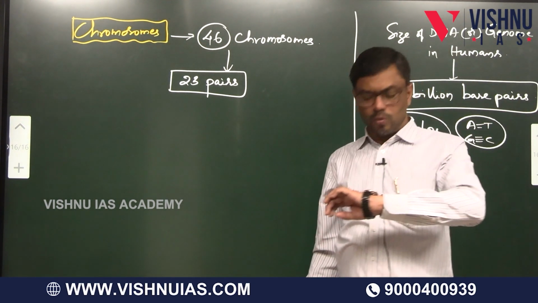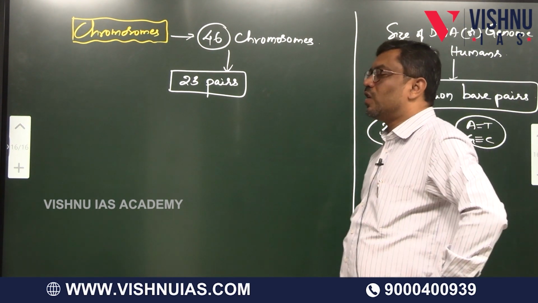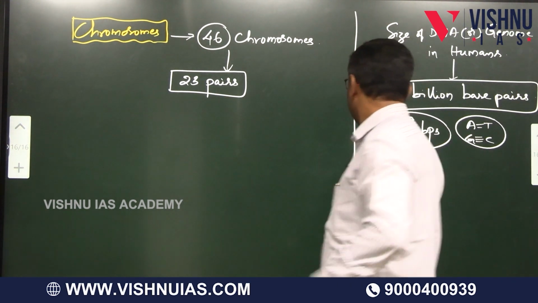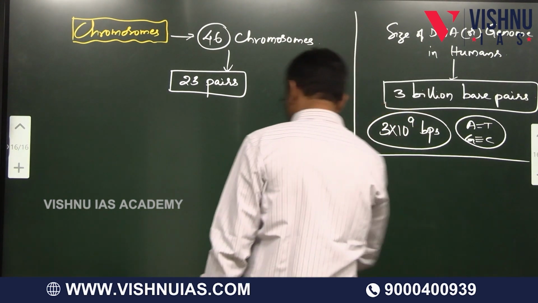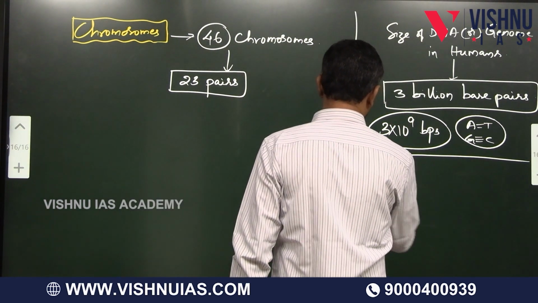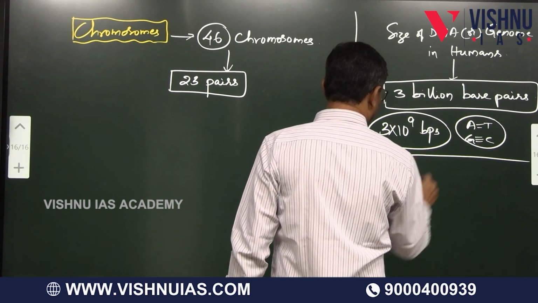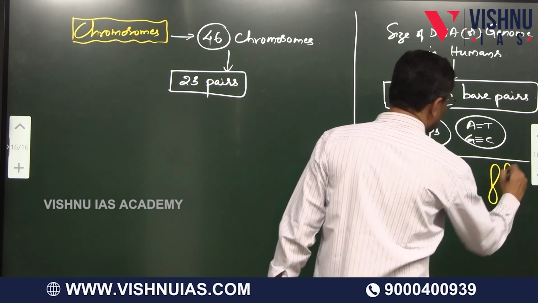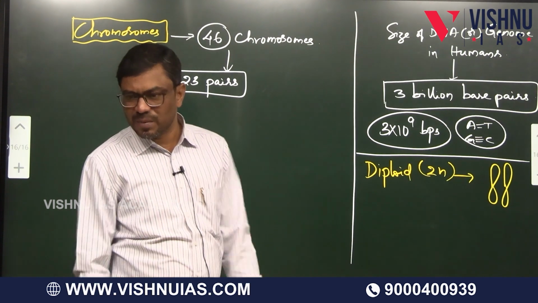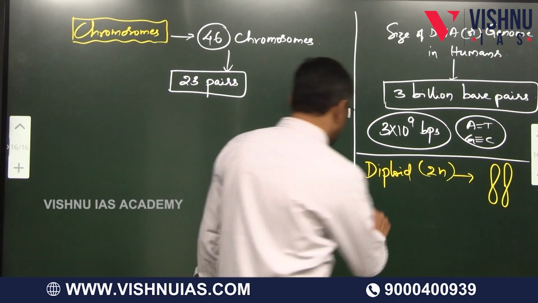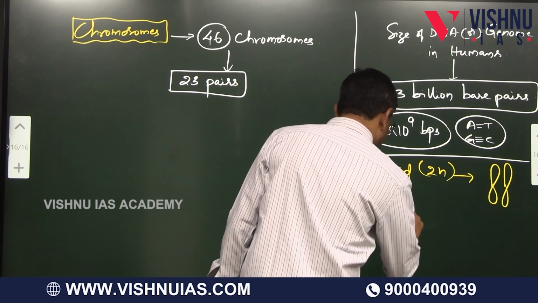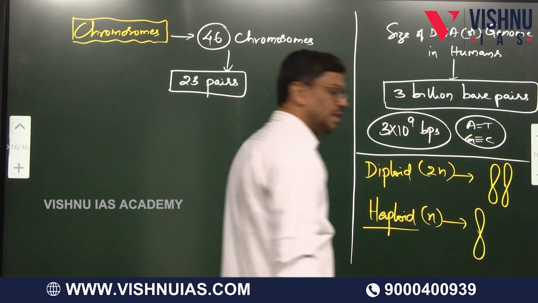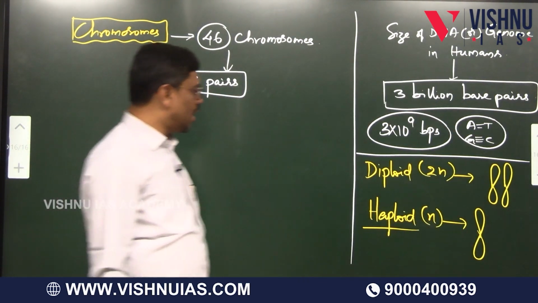So, the number of chromosomes in humans is 46, and these 46 chromosomes exist as 23 pairs. Okay. Another terminology you remember here: diploid and haploid. Diploid condition can be represented by 2n, meaning the chromosomes are paired up like this. And haploid is represented by n. A single set of chromosomes exists like this, then it is called haploid.